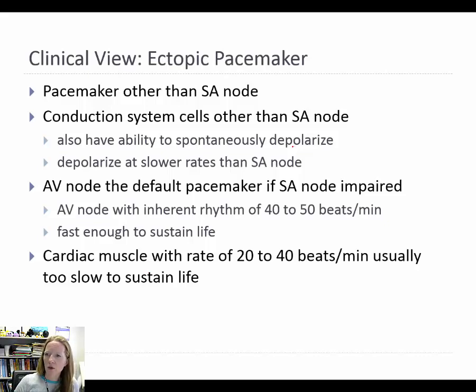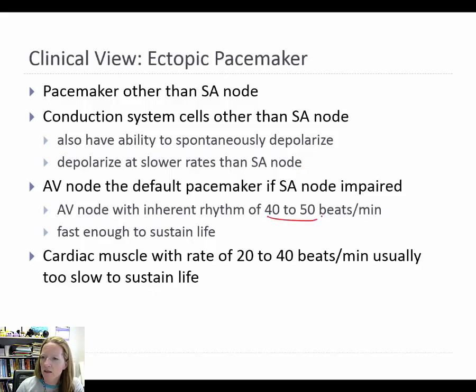So what's interesting about the whole system is if one peters out, then you do have a backup mechanism that's not as efficient, but you have it, and it's better than having nothing. So you have the SA node, but you have something called ectopic pacemakers, meaning that you have pacemakers other than the SA node. So you have the other systems that are able to go in and depolarize on their own. I say system, but I mean the other nodes. That's what I was looking for. The other nodes that are able to fire on their own, but they're going to fire off at a much slower rate.